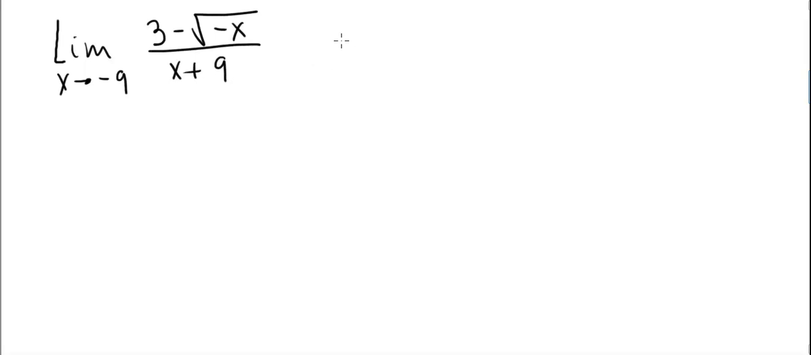Let's evaluate the limit as x approaches minus 9 of 3 minus the square root of negative x, divided by x plus 9. First we plug in minus 9 for x. The numerator becomes 3 minus the square root of minus, and then x is negative 9, so it looks like this: square root of minus a minus 9. The two minuses give us the positive 9, so the square root is defined. This is 3 minus 3, so it approaches 0.